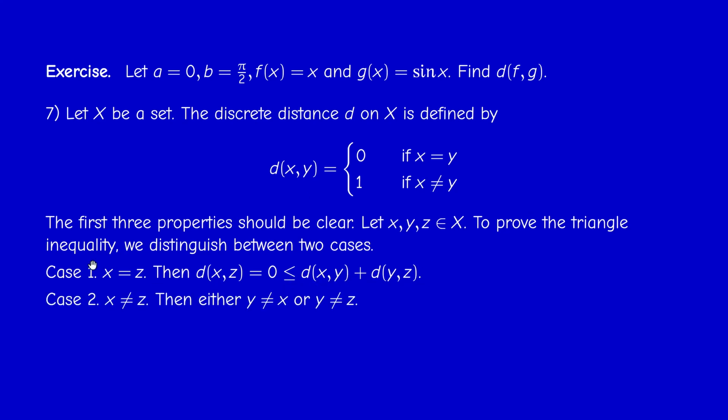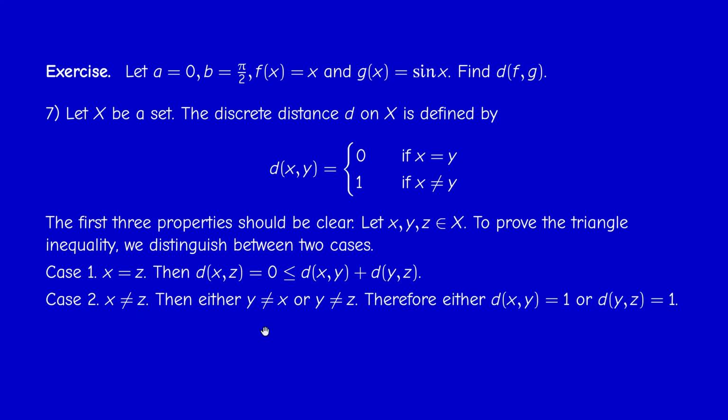Now, the second case, the alternative assumption is that x is different from z. If x is different from z, then either y is different from x or y is different from z. Why? By contraposition. Because what is the negation of this sentence? y different from x or y different from z. The negation of this is y equal to x and y equal to z. By transitivity of equality, then x would be equal to z, but I have x different from z.